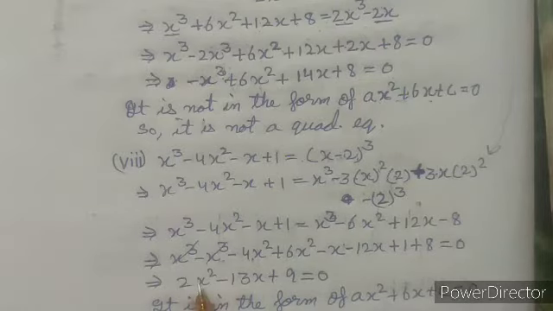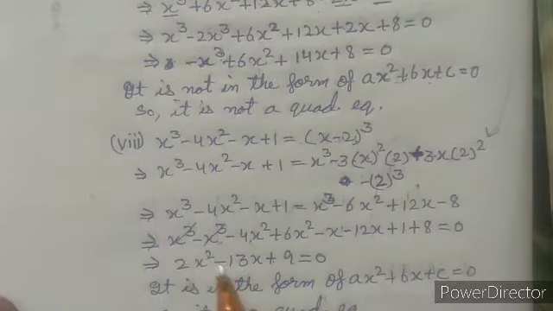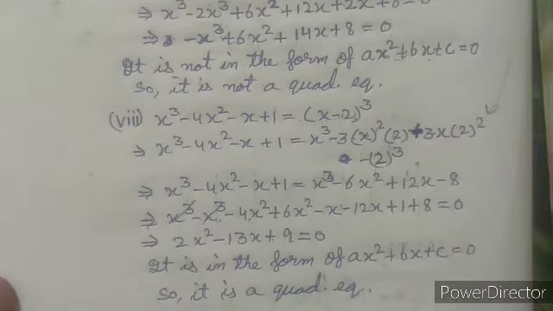Now it is in the form of ax² + bx + c, where a is 2, b is −13 and c is 9. So we can say that it is a quadratic equation.